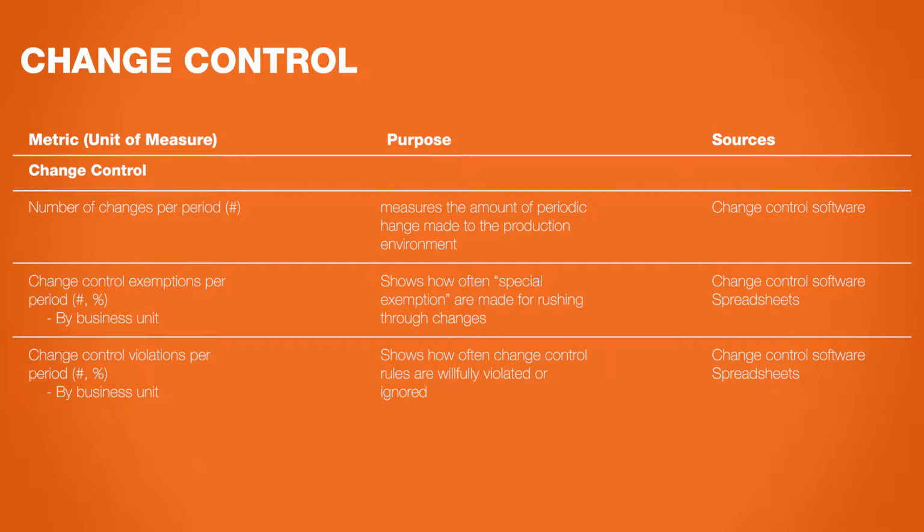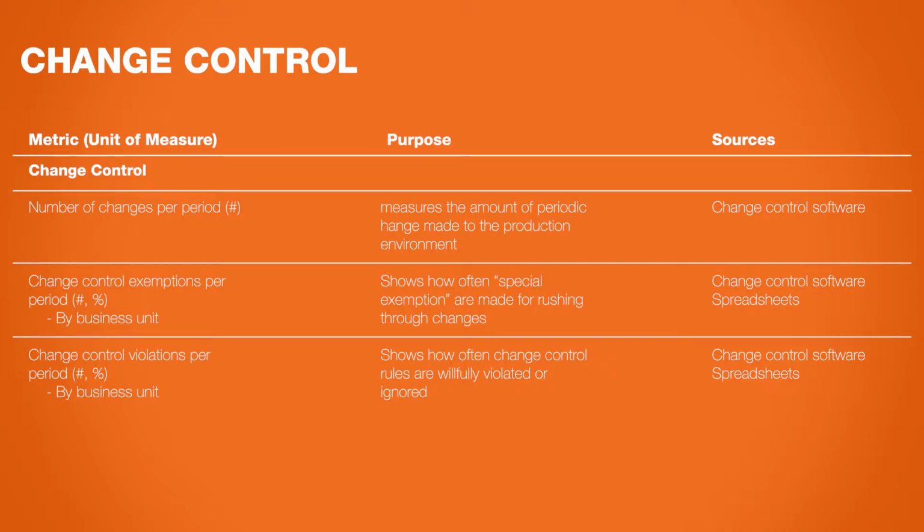Three key metrics can help organizations understand the degree of change control in organization processes. All of them assume the organization keeps track of changes to production systems. First metric, the number of production changes. Second, the number of exceptions. Third, the number of unauthorized changes or violations. These metrics are typically tracked on a per-period basis, and for additional insights, they can be sliced by business unit or technology area.